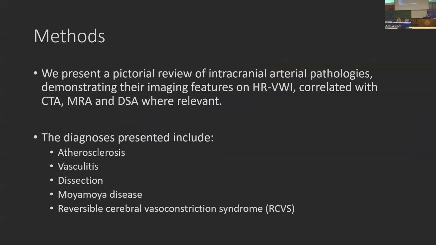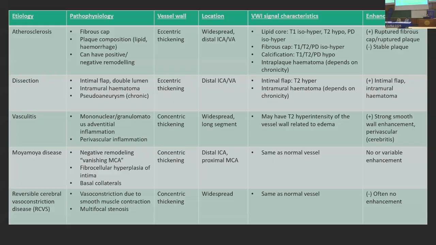We present a pictorial review from our experience with vessel wall imaging, covering the different diagnoses presented here. This is a rather complicated table summarizing the pathophysiology in each of these entities and what it looks like on vessel wall imaging, whether there's eccentric or concentric wall thickening, plus or minus enhancement.